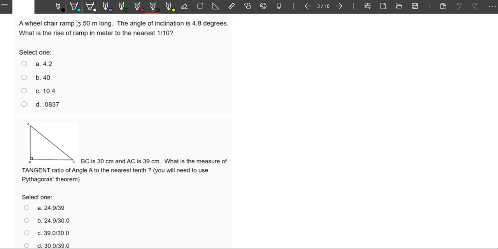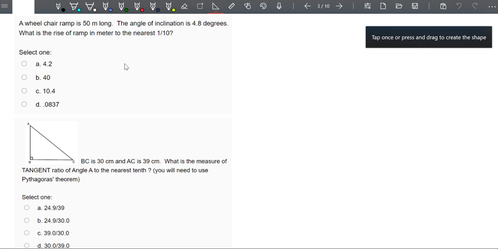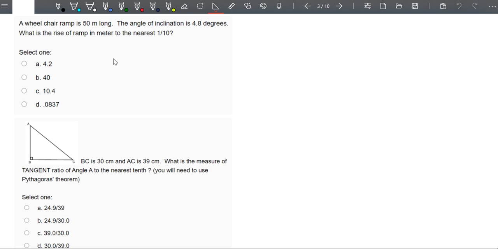Okay, we're on our third set of questions here, which I think are questions number 5 and 6 in your assignment. Here we have a wheelchair ramp, and a wheelchair ramp is 50 meters long. The angle of inclination is 4.8 degrees. What's the rise of the ramp?